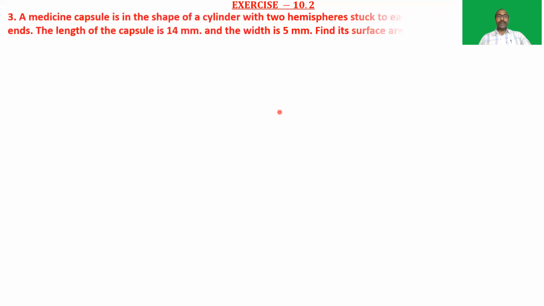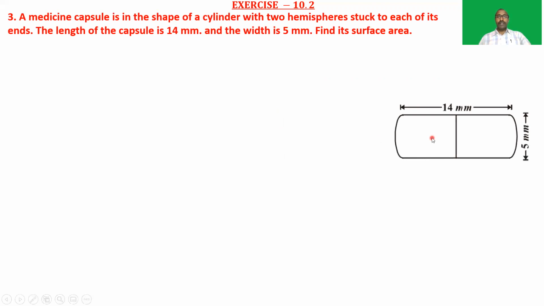A medicine capsule is in the shape of a cylinder with two hemispheres stuck to each of its ends. The length of the capsule is 14 mm and the width is 5 mm. Find its surface area. Okay, students, here the picture is also given. So it is given that a medicinal capsule is in the shape of a cylinder, both the ends attached with two hemispheres.